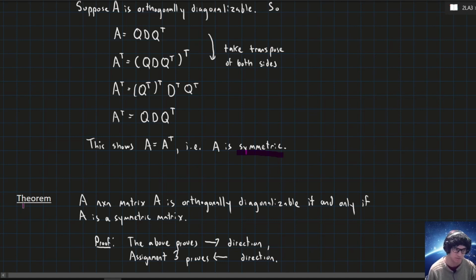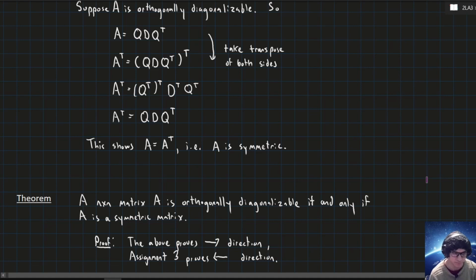Here's a theorem that says a square matrix A is orthogonally diagonalizable if and only if A is symmetric. What we wrote up here proves the forward direction, and proving the other direction is a bit more work. In assignment 3, you'll be helping prove part of the other direction, proving that every symmetric matrix is diagonalizable.